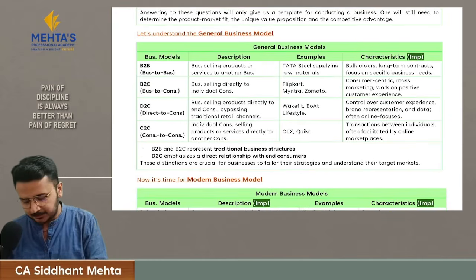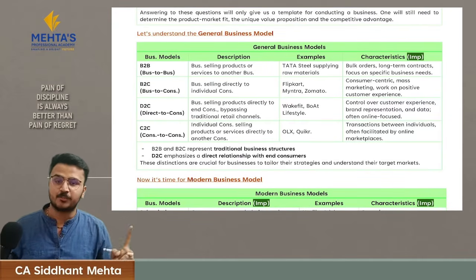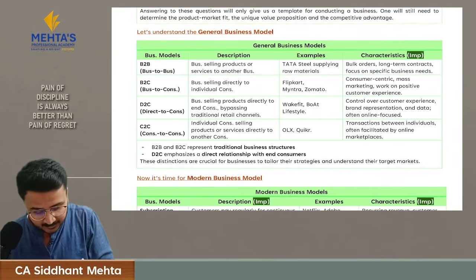The second one is B2C, that is businessmen selling goods or services to the consumer, like the retail shops which are there in our locality. They are consumer centric.